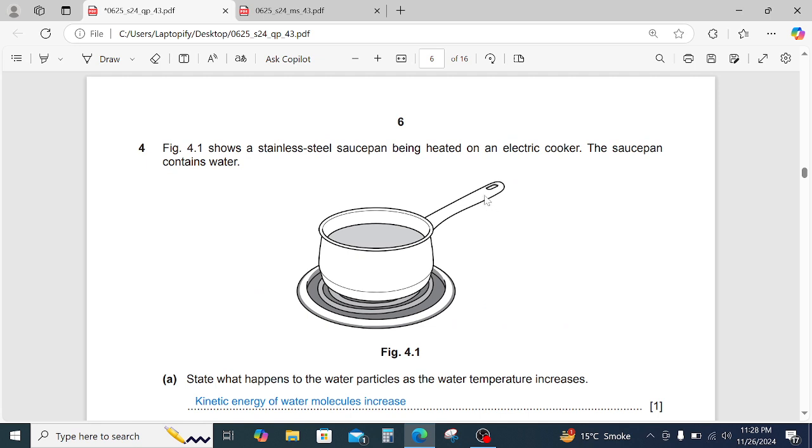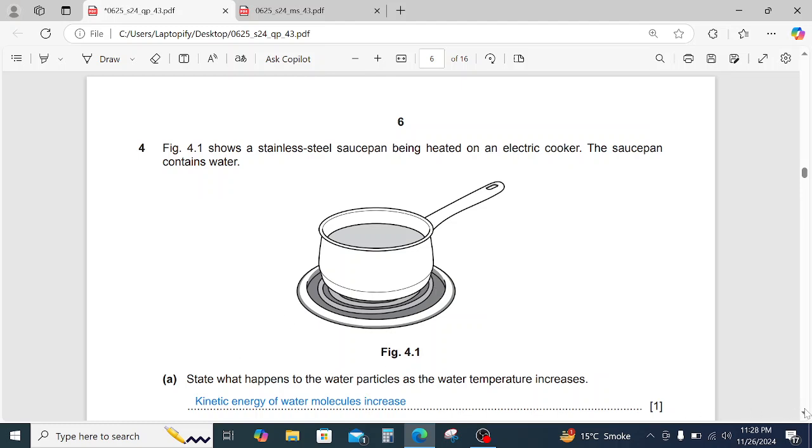Okay, so question number 4 is that Figure 4.1 shows a stainless steel saucepan being heated on an electrical cooker. The saucepan contains hot water. This is your saucepan, and the hot water you can see here in gray color. And this is your stainless steel. I think this is your metal plate from which we are supplying the heat energy.